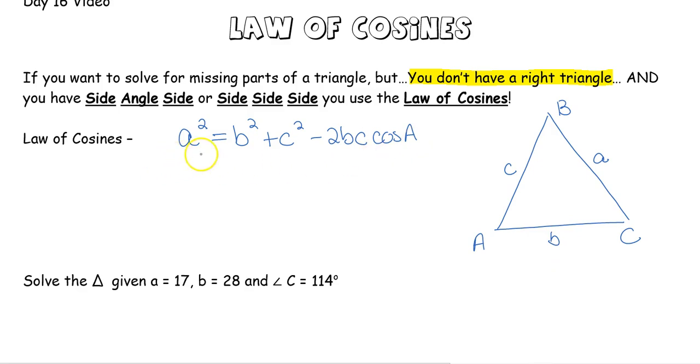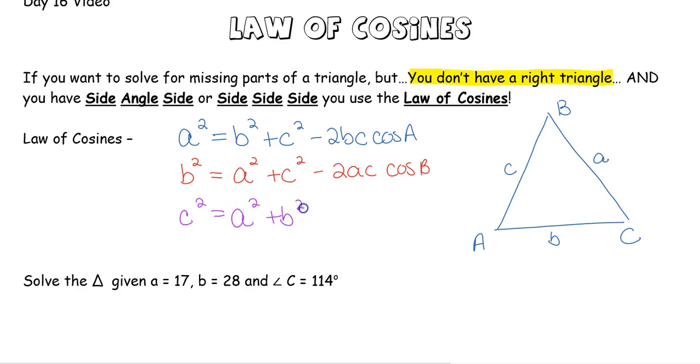Now, this is only one of the variations. We have angle A, angle B, angle C, so you could also tweak this equation a little bit. Instead of a squared, we could do b squared equals a squared plus c squared minus 2ac cosine of B. Or we could do c squared equals a squared plus b squared minus 2ab cosine of C. Now the equations are all different, but they're very similar.